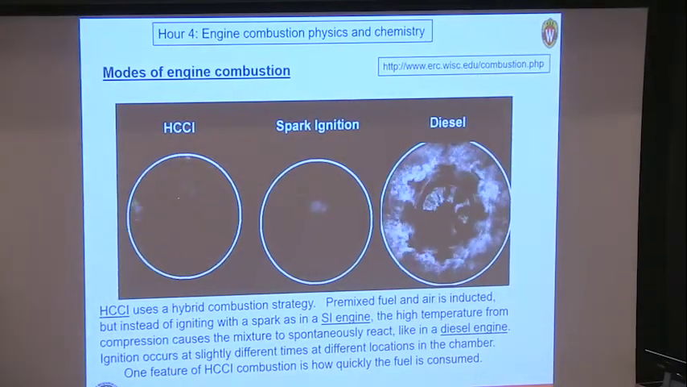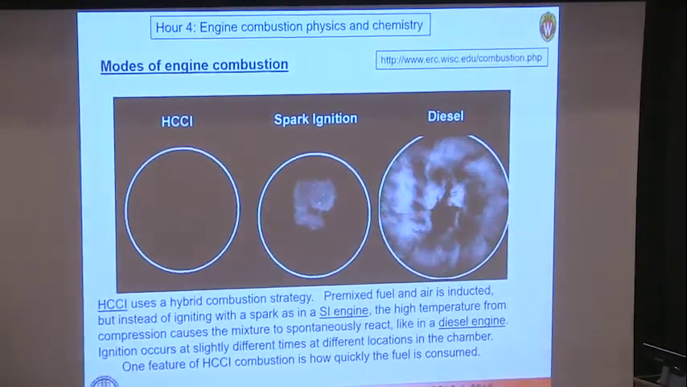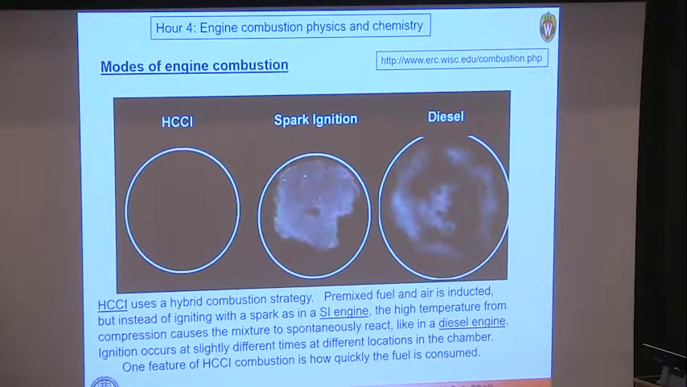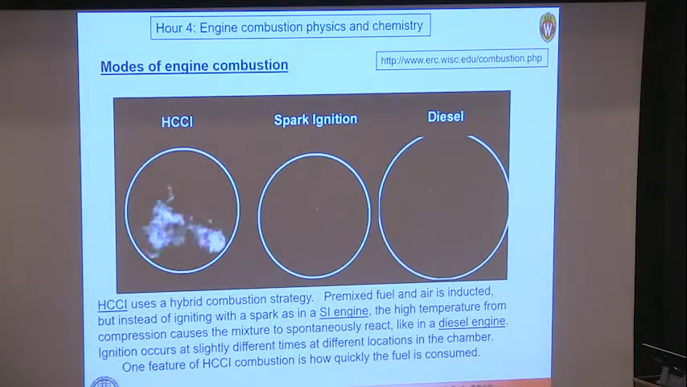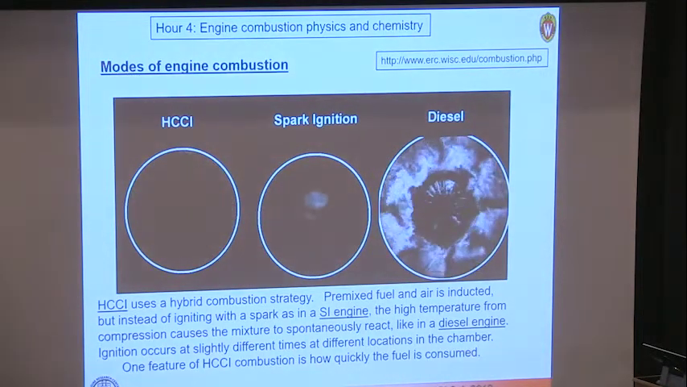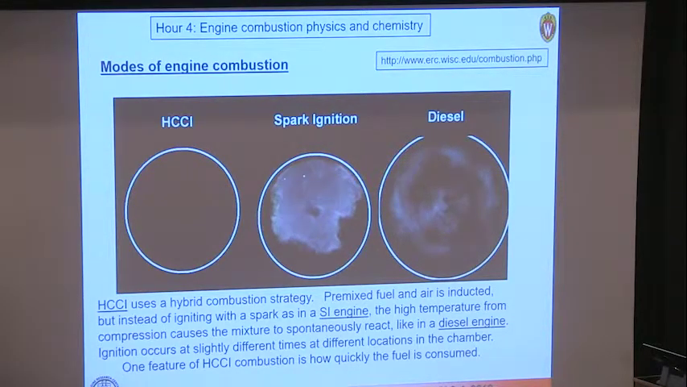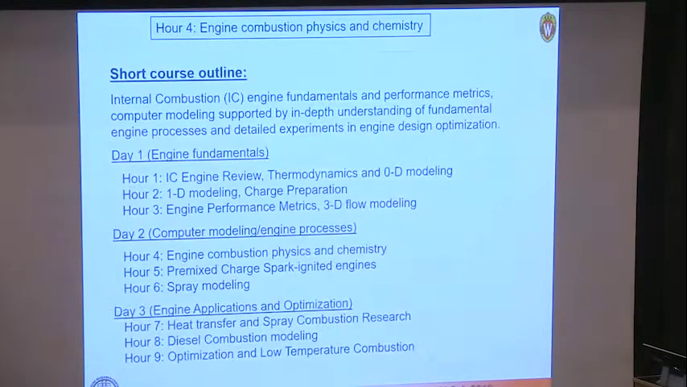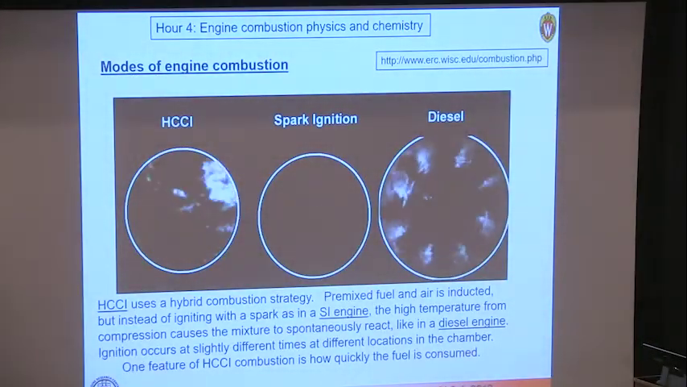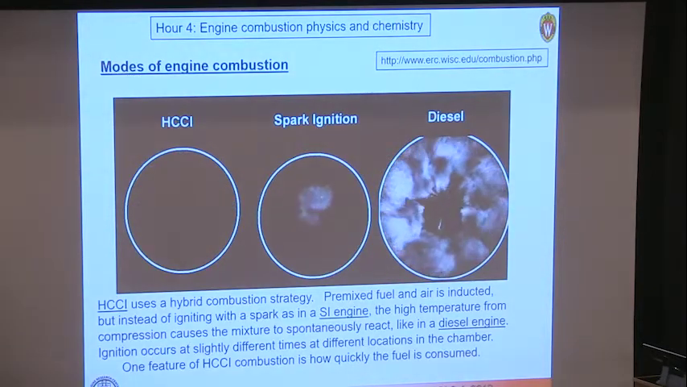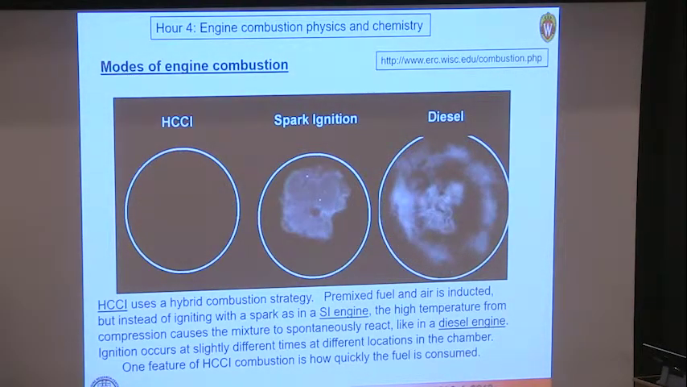OK, so the modes of engine combustion. I did mention several modes last time. For example, we spoke about HCCI. The picture on the left shows a typical image taken at the Engine Research Center for homogeneous charge compression ignition. You notice that the combustion appears and then disappears. That's because combustion is occurring pretty much everywhere in the combustion chamber simultaneously. Let me see if I can get that to show again. Although there is some spatial distribution, it occurs very quickly.